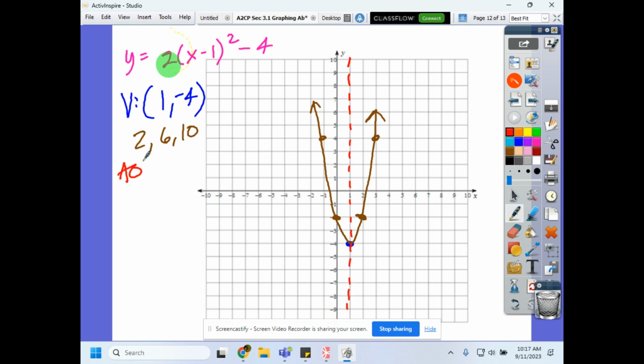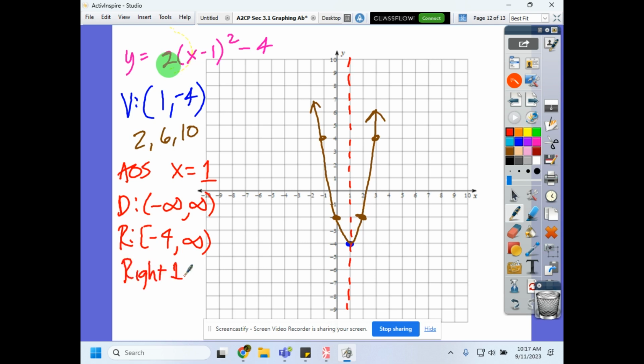Charlotte, what's the axis of symmetry? Very good. Evelyn, what's the domain? Good job. What else have we got? Audrey, what's the range, my friend? Bracket negative 4. Transformation, Ashlyn. Right 1, down 4. One more. What's the last transformation that we're missing here?